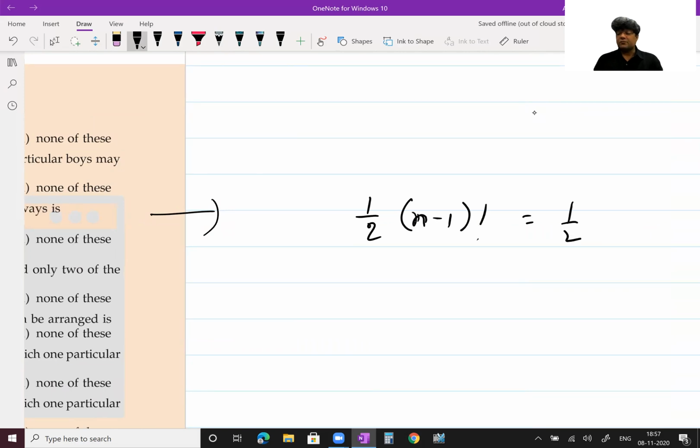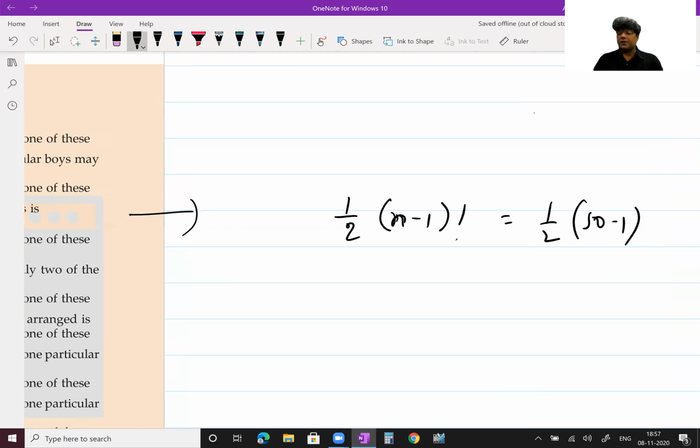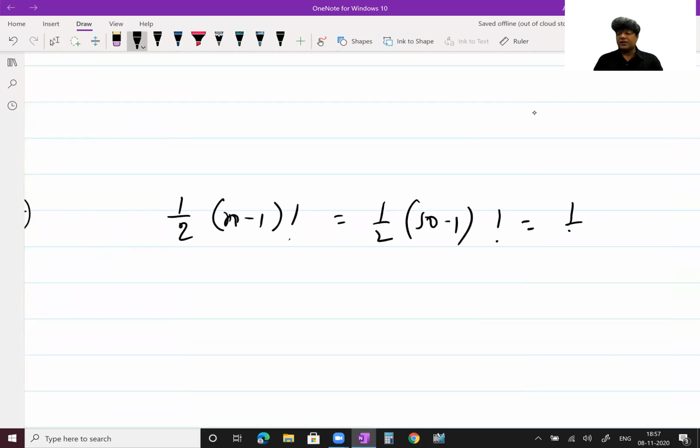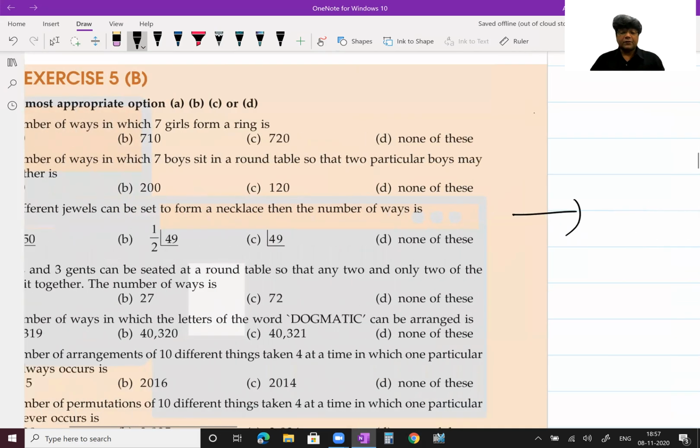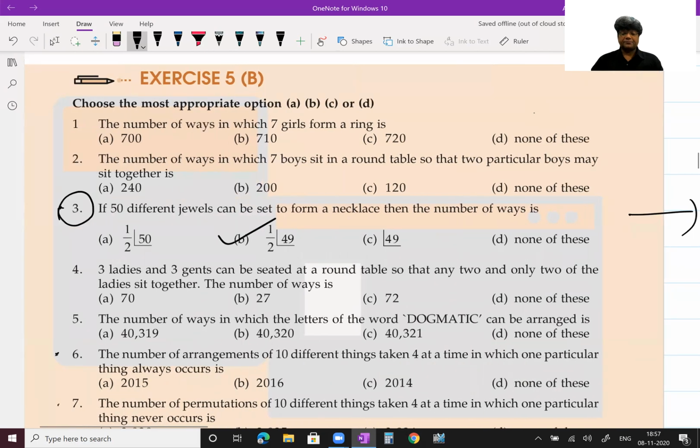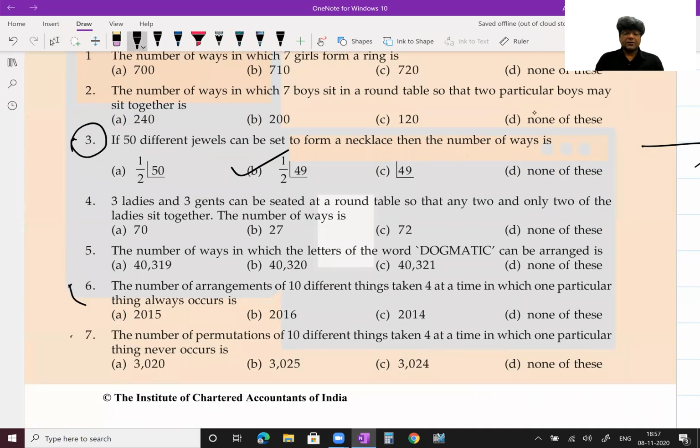So that is equal to half into 50 minus 1 factorial, and that is equal to half into 49 factorial. You know the formula, half into 49 factorial. Which option? B.